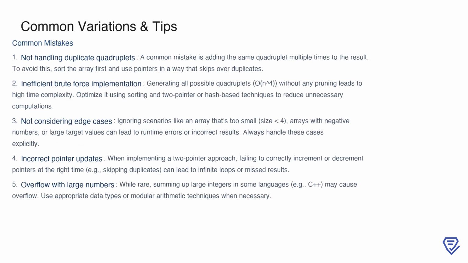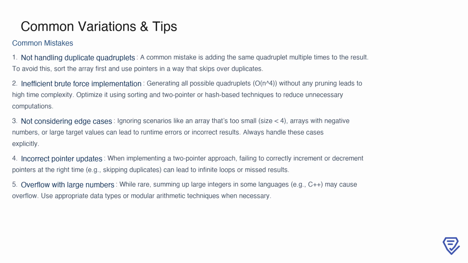When tackling the foursome problem, there are several common mistakes to watch out for. First, not handling duplicate quadruplets can lead to redundant results. Sorting the array initially and using pointers to skip over duplicates is an effective way to ensure each quadruplet is unique. Another frequent issue is relying on inefficient brute force approaches. Generating all possible quadruplets results in an O(n⁴) time complexity, which is impractical for larger inputs. Instead, optimize your solution with sorting and two-pointer techniques to minimize unnecessary computations.